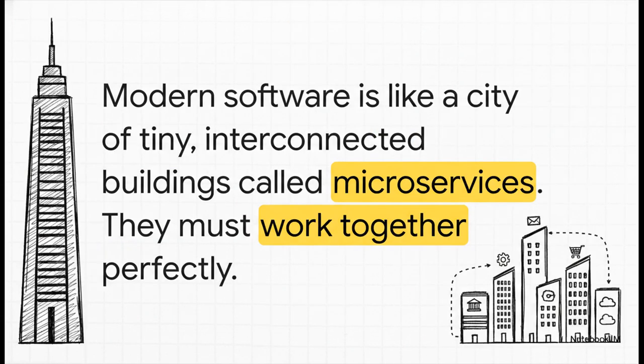Okay, so to really get this, we need a good analogy. I want you to picture a massive, sprawling city. But instead of just a few giant skyscrapers, this city is made up of thousands of smaller, specialized buildings. In the tech world, we call these microservices. Each one has a very specific job. One handles your login, another processes payments, another sends you notifications. For the city to work, they all have to cooperate flawlessly.